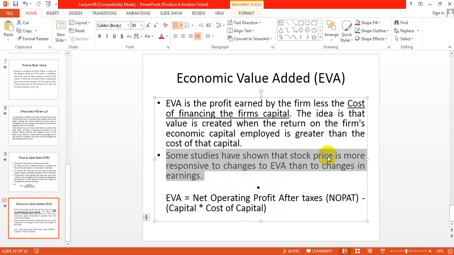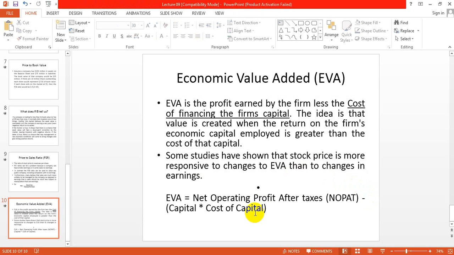prices of shares, are more responsive to economic value added. Share price will go up if there is economic value added. If economic value added is positive, there will be an increase in stock price. If economic value added is negative, there will be a decrease in the stock price. It means stock price is more responsive to changes in economic value added.